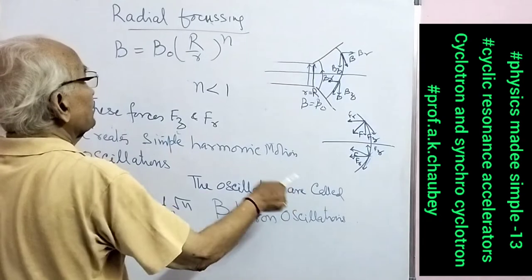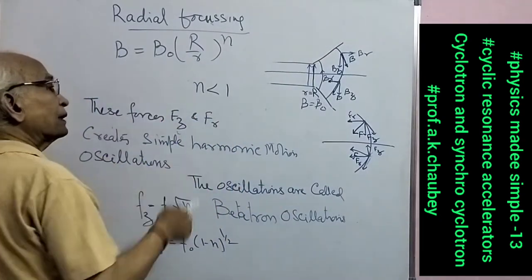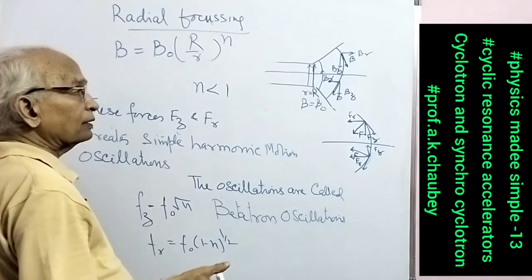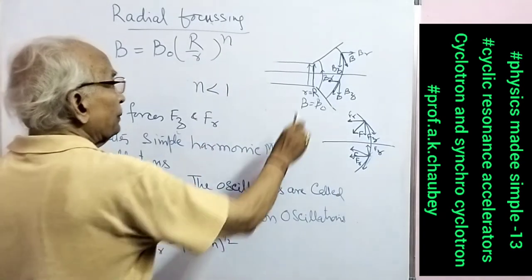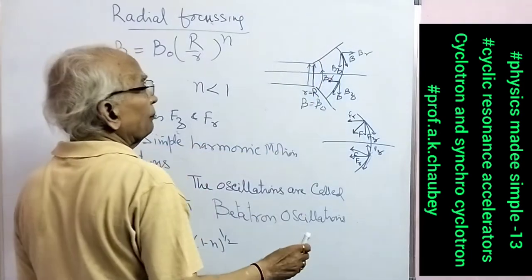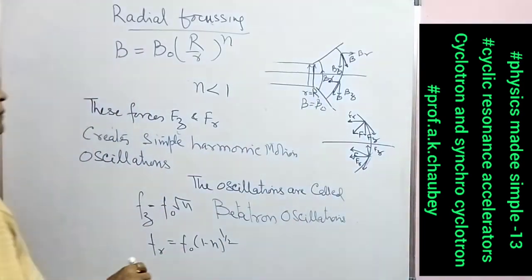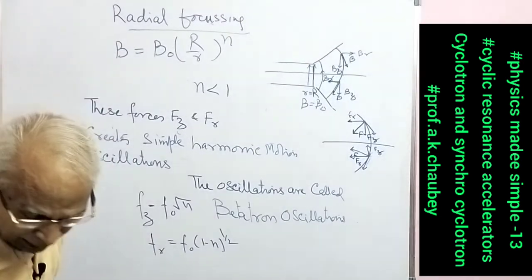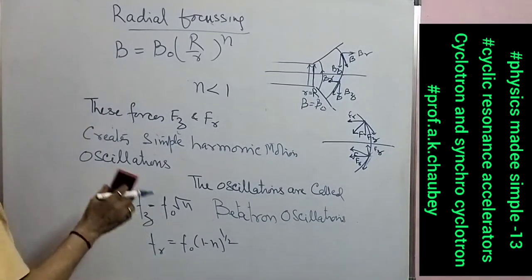But these oscillations are introduced intentionally by shimming of the pole faces or fringing of the magnetic field, so that we get our beam in the fixed orbit, in the fixed meridian plane. So this is known as radial focusing. The beam is radially focused.